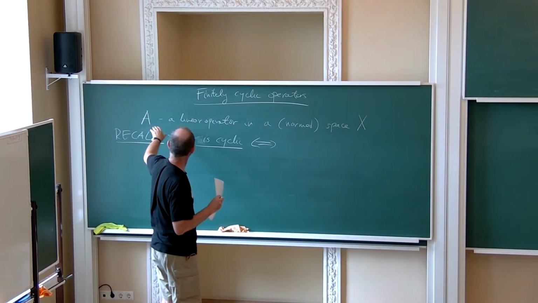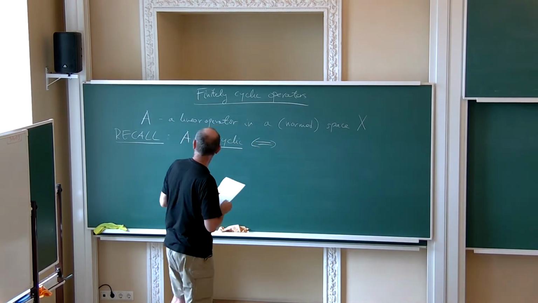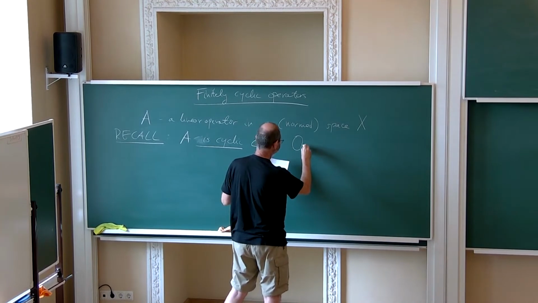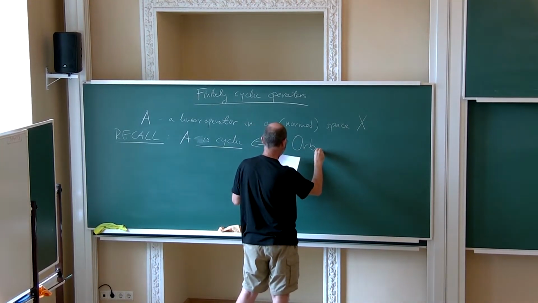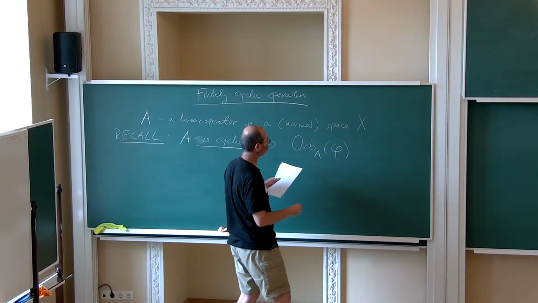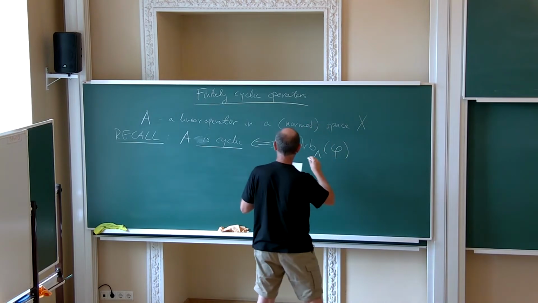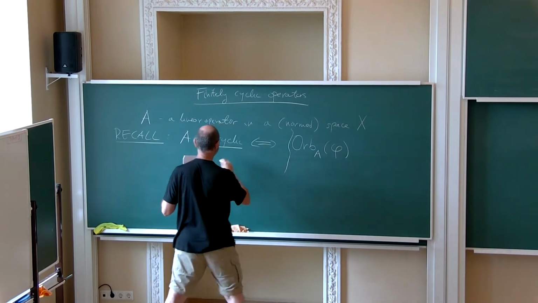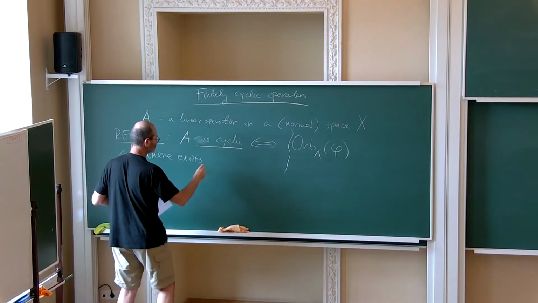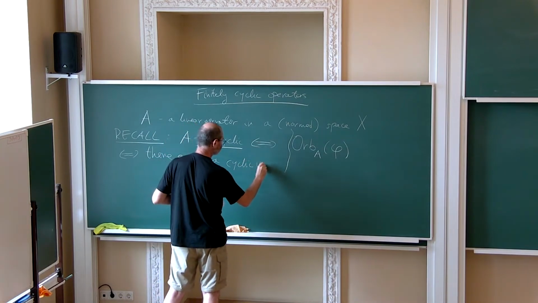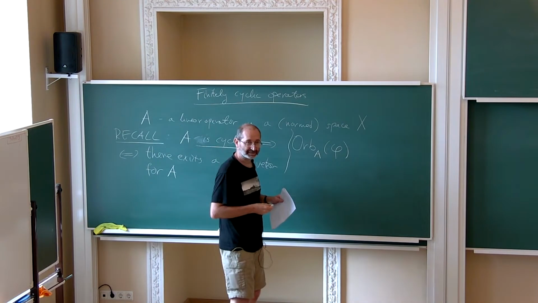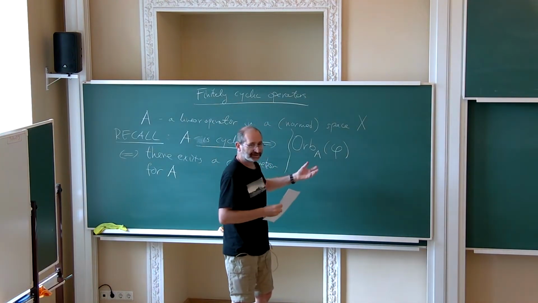But generally speaking, when A is a linear operator in a normed space X, A is cyclic if and only if, and I will introduce here the notion of orbit for the operator A of a vector phi. Moment. First, if and only if there exists a cyclic vector for A. And what does it mean that it's cyclic? It's cyclic when its orbit is dense.